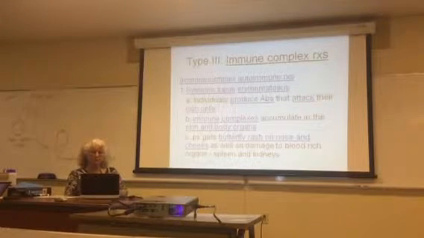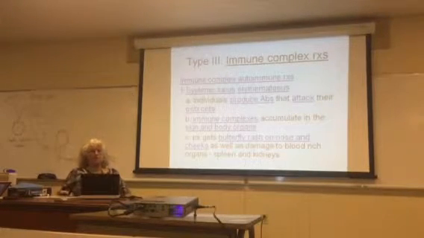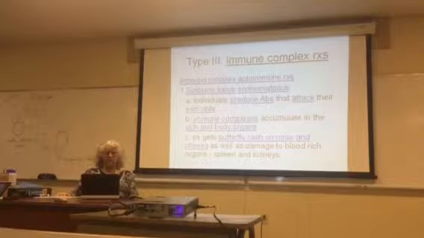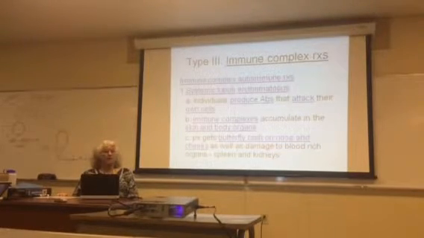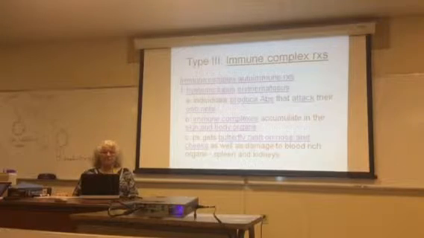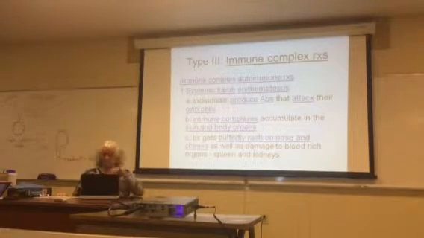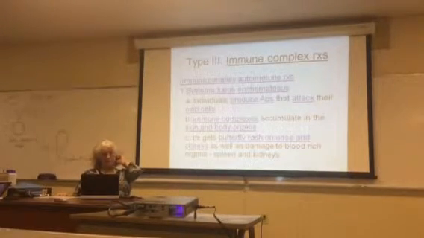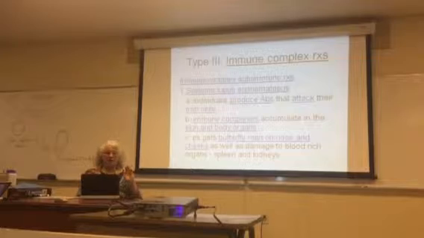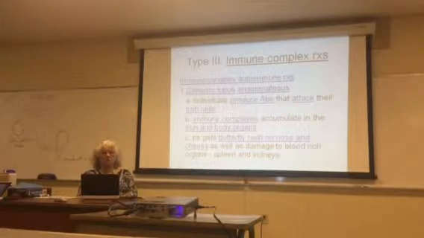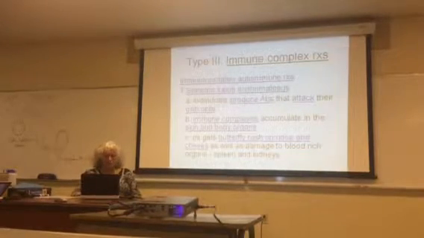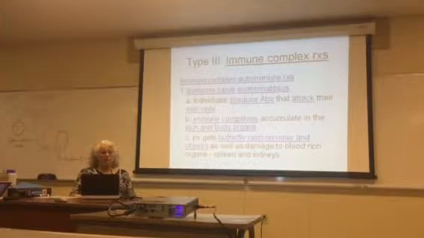these immune complexes. One of them is systemic lupus erythematosus. Individuals produce antibodies that attack their own cells, and these immune complexes accumulate in the skin and the body organs. With lupus, a patient might get a butterfly rash across their nose and cheeks, as well as damage to organs such as the spleen and kidney.